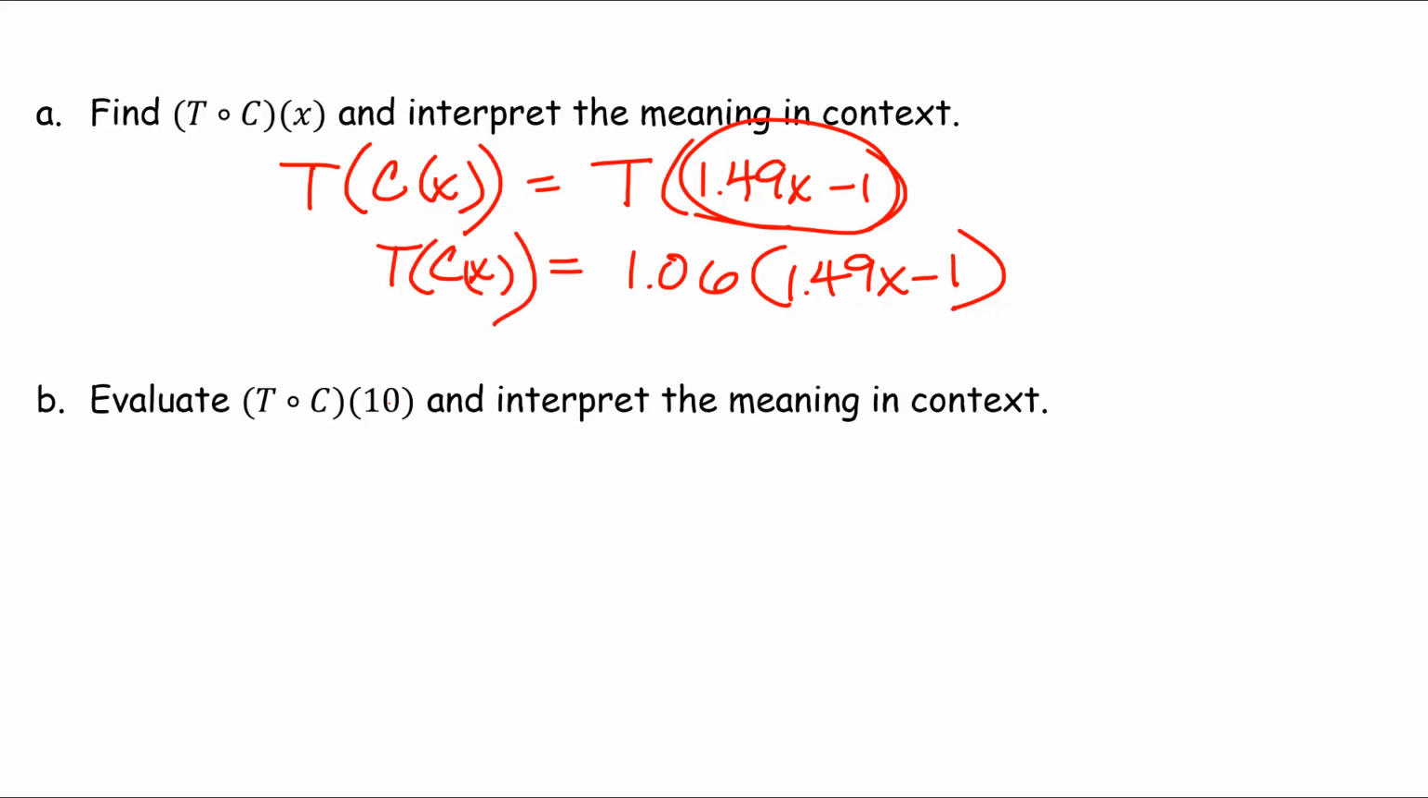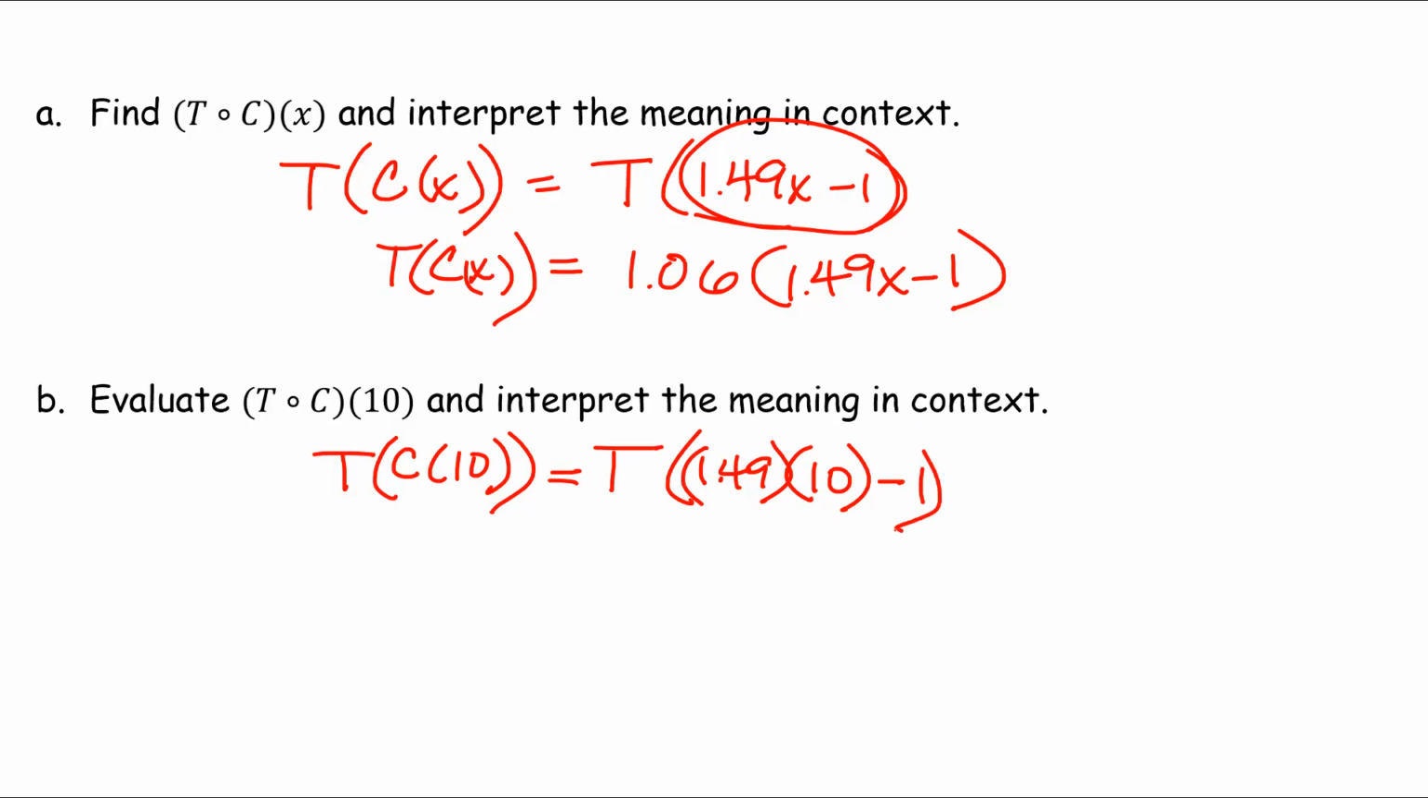Evaluate T circle C of 10. All right, well, that means T of C of 10, which is equal to T of, you're going to put 10 into the C function. So that's $1.49 times 10 minus 1. You're putting that into the T function, so that's T of 14.9 minus 1, which is T of 13.9.